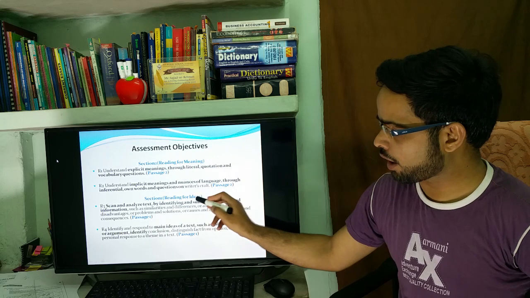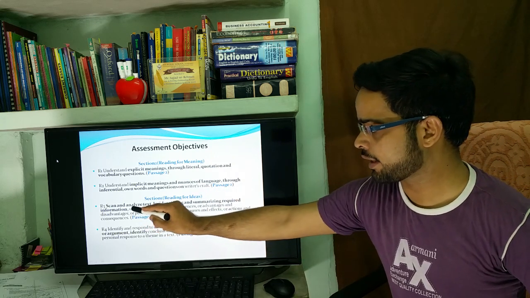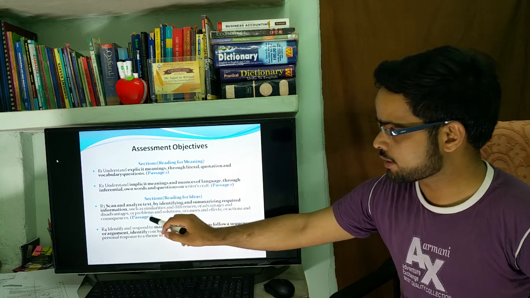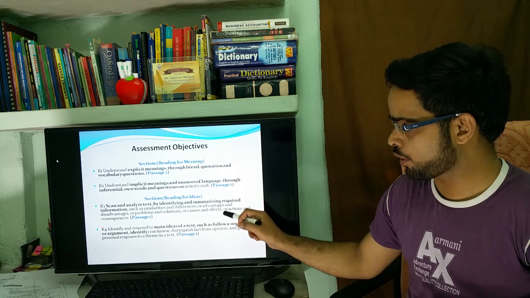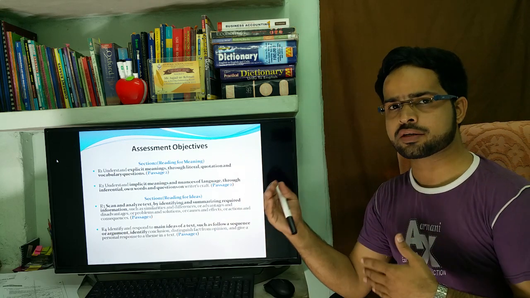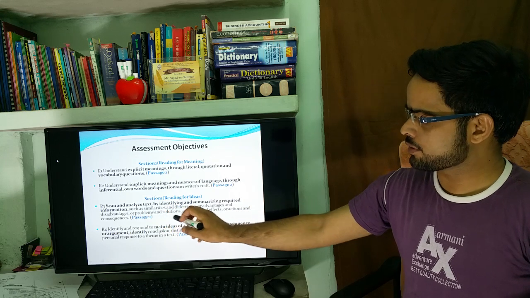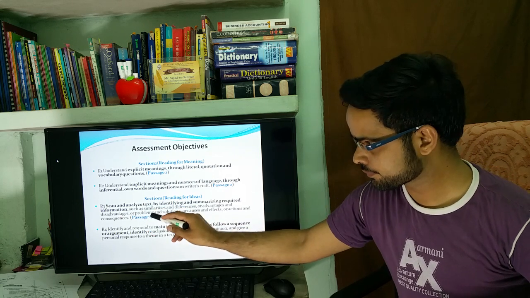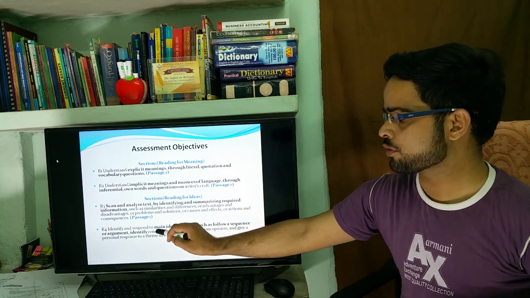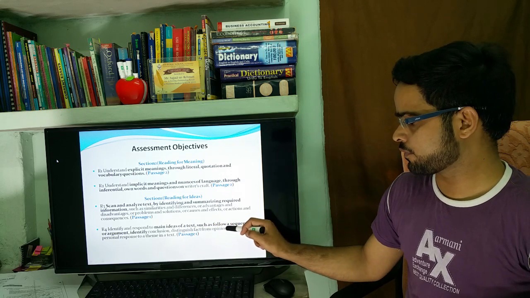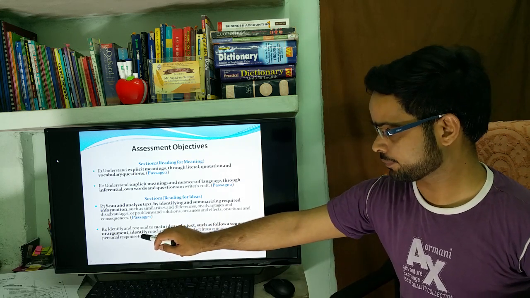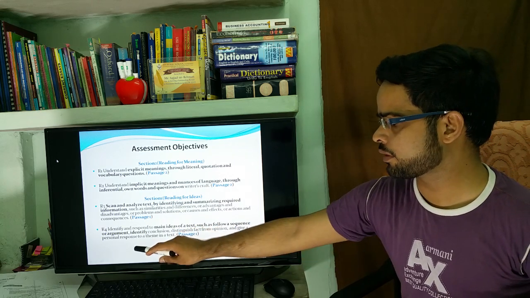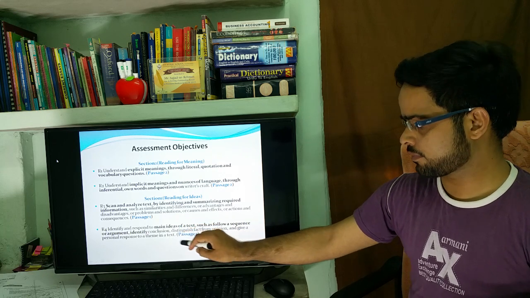In section 1, reading for ideas, you need to scan and analyze text by identifying and summarizing required information such as similarities and differences, or advantages and disadvantages. They will provide you 2 boxes, or problems and solution, or causes and effects, or actions and consequences. Identify and respond to main ideas of a text, such as follow a sequence or argument, identify conclusion, distinguish fact from opinion, and give a personal response to a theme in a text.